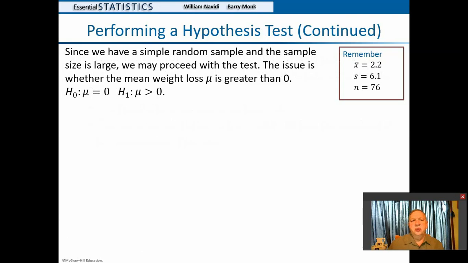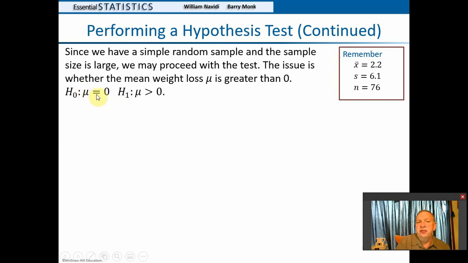So here was this case. We have x bar is 2.2, s is equal to 6.1, n is equal to 76, and we wanted to know if the mean weight loss mu is greater than 0. So as a mathematical statement, we start with mu greater than 0. That's our claim. If I was doing this on the blackboard, I would write claim: mu greater than 0, complement: mu less than or equal to 0. That's the other situation that it could be.